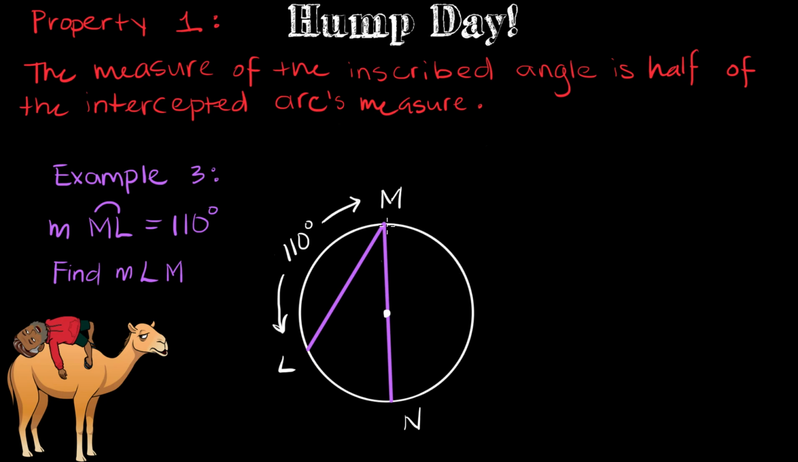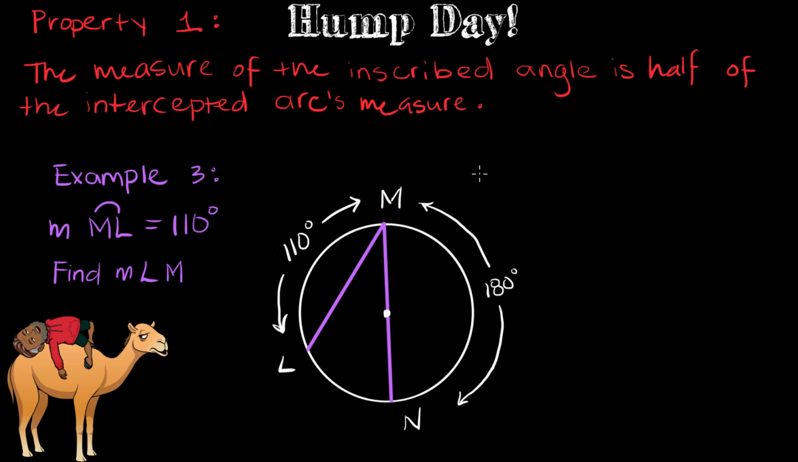But if I look closely, I notice that MN is a diameter. It goes through the center, which means MN cuts the circle in half. So this is a semicircle. And if you recall, semicircles have a measure of 180. So we now know that this semicircle is 180 degrees.